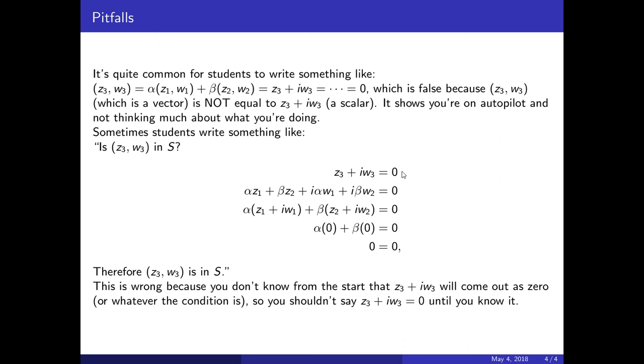So rather do it the way I did on the previous slide, where you say Z3 plus i W3 equals, and you work it out, and equals, and you work it out, and equals, and eventually you get 0 or you don't. Alright. This equation here is wrong to say at this point because you don't yet know if it's true. Right? Stating this equation is a little bit like wishful thinking. You don't know it yet.